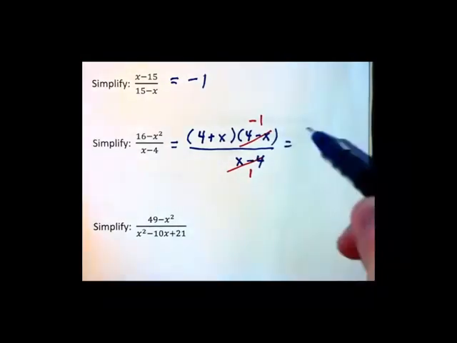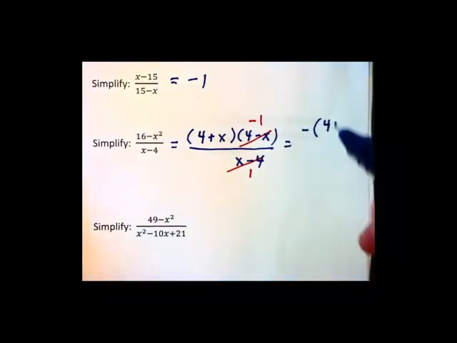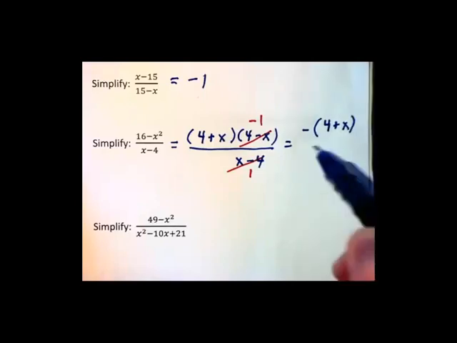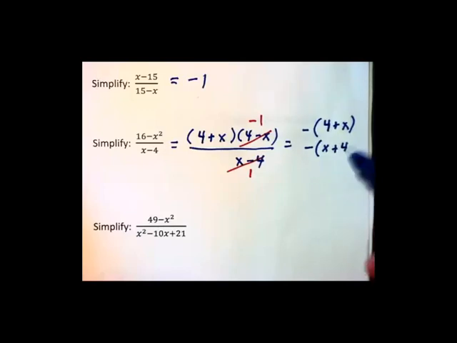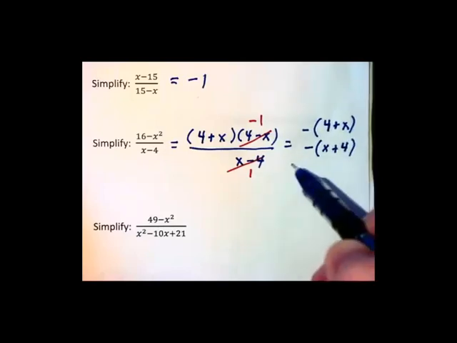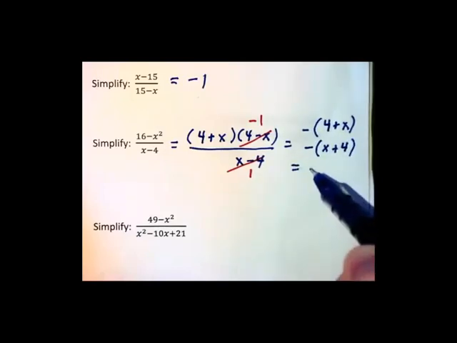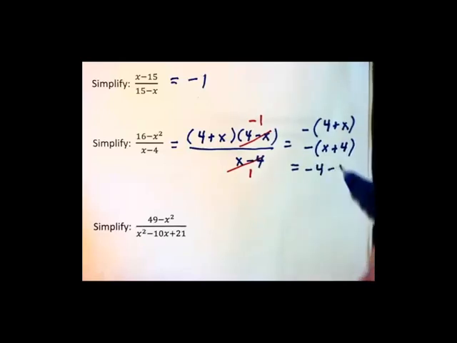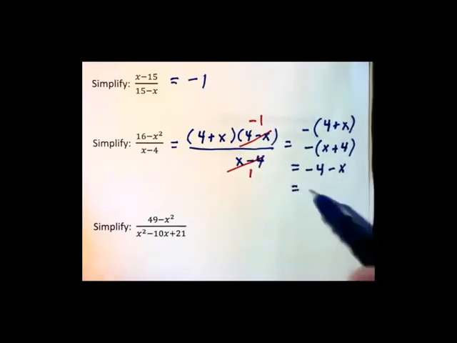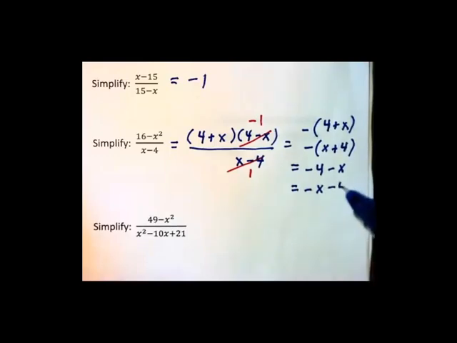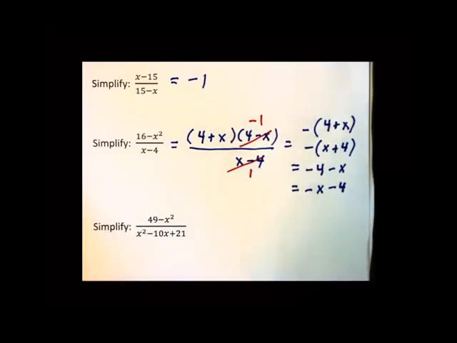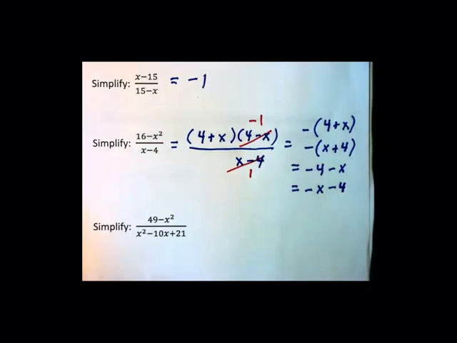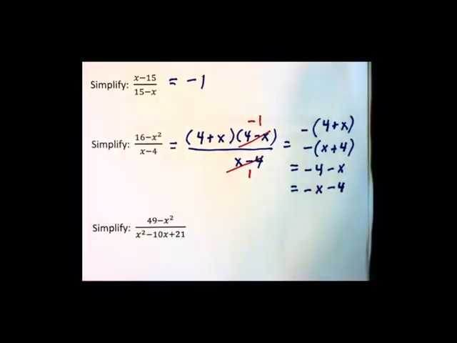One way is to write it as negative parentheses 4 plus x. Another way is to write that negative, switch around what's inside the parentheses to x plus 4. We could also distribute either of these. The first one distributes to -4 minus x, and the second one distributes to -x minus 4. All of those are equivalent. All of those are perfectly fine for you to write down as an answer. There is no set rule on which one is best in this case.